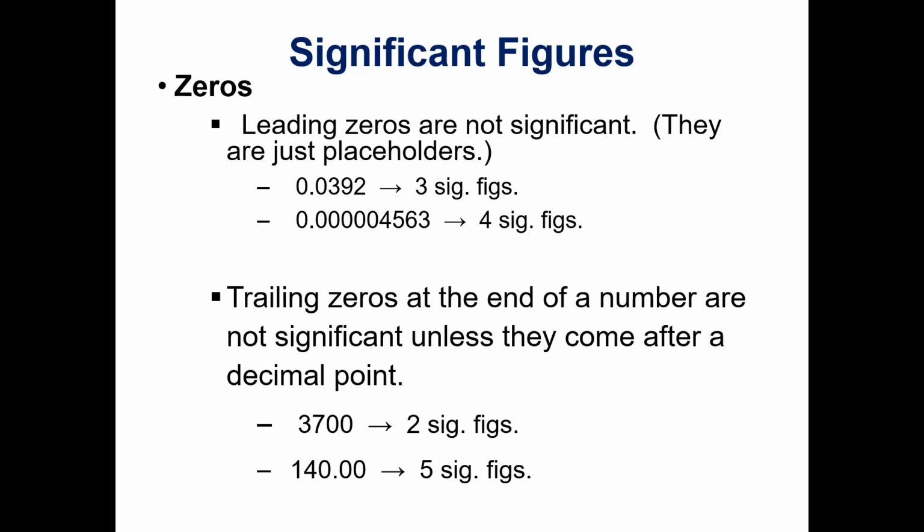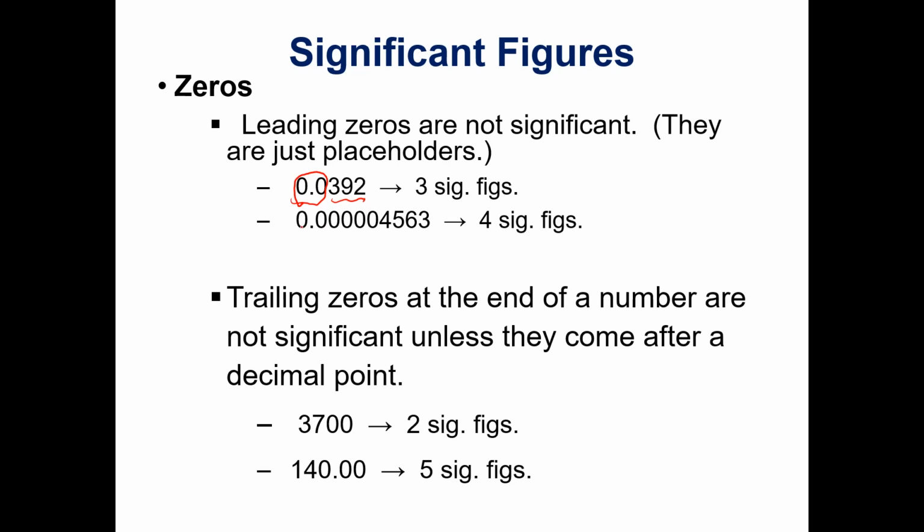So for example, 0.00392, these zeros here at the front are not significant because they're just placeholders. So only the 3, 9, and 2 are considered significant. So we have 3 significant figures in this number.